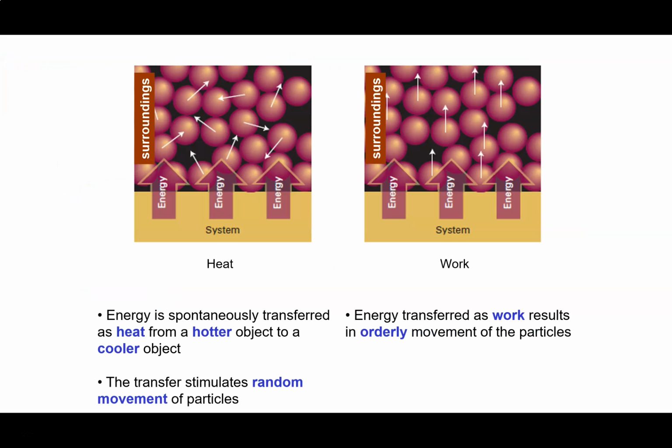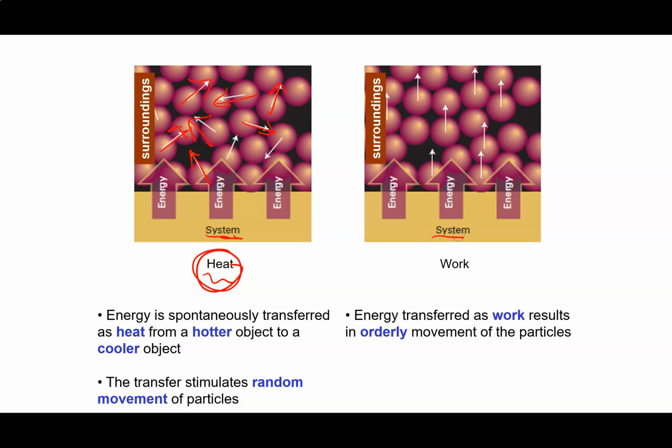So let's have a look at this. This diagram here is indicating what is happening when energy is being transferred from the system into the surroundings as heat. The system is losing some energy, the surroundings are gaining some energy. Because it's being transferred as heat, it's stimulating random movement of the particles that make up the surroundings. They're not moving in any particular direction, they're just moving around randomly.